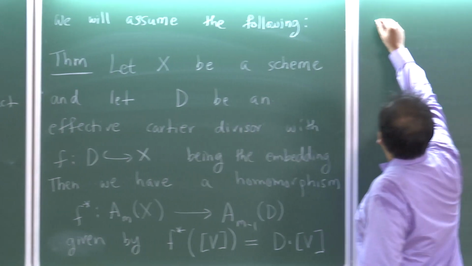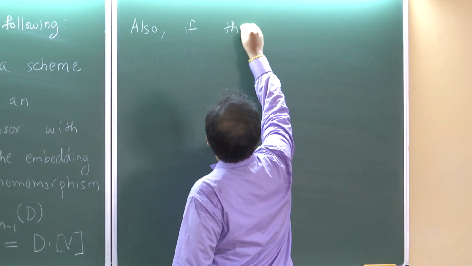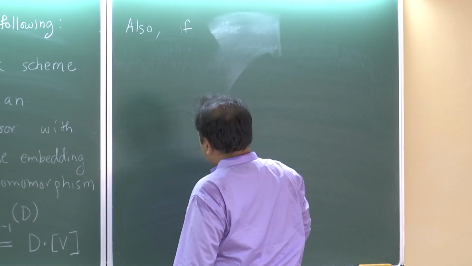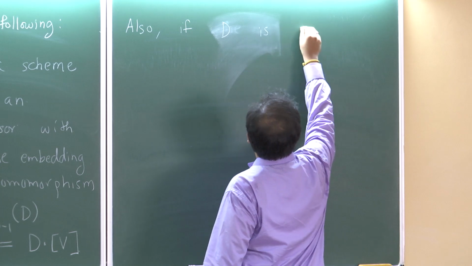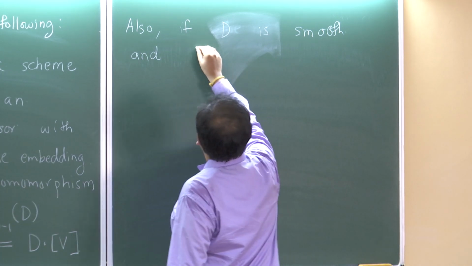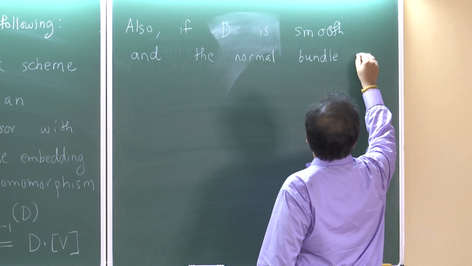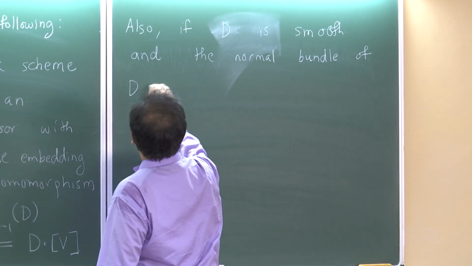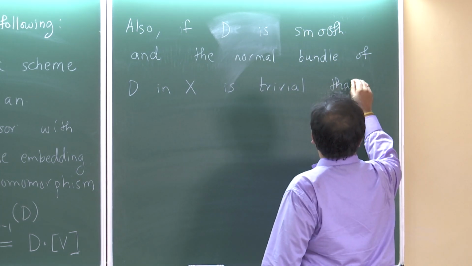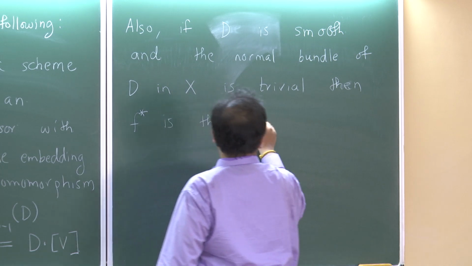And also, if D is smooth and the normal bundle of D in X is trivial, then f upper star is the zero homomorphism.